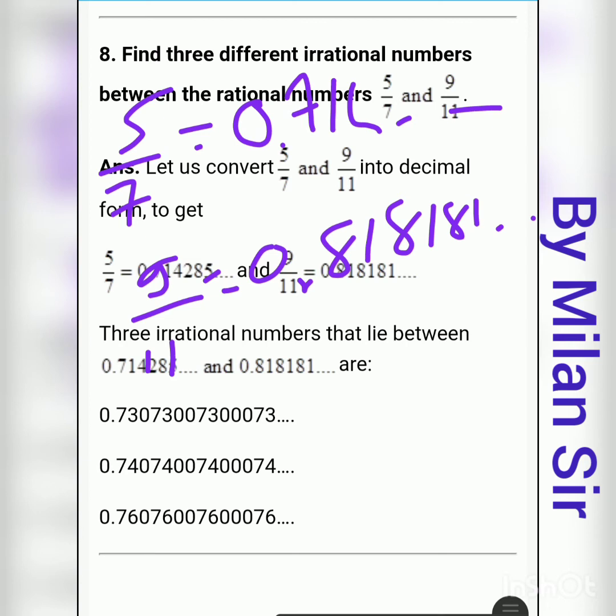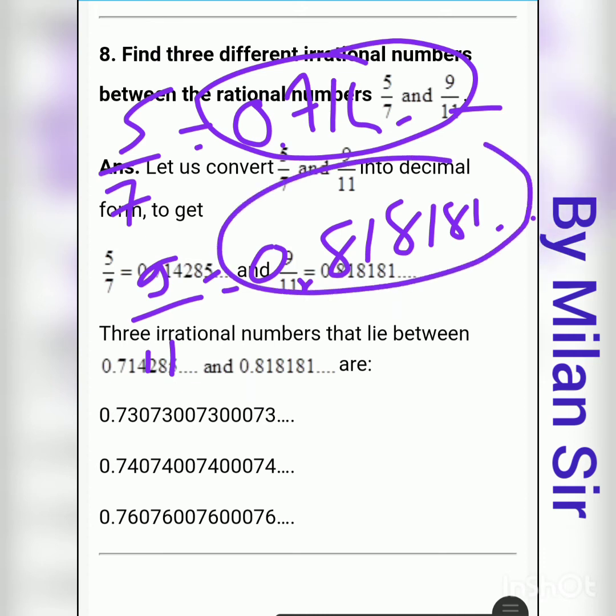Now we need to find 3 irrational numbers in between these 2 numbers. Now here we have 0.714 and here we have 0.818181. If we look at these numbers carefully, here we have 0.71 as the first 2 digits, and here we have 0.81. So in between we can take any 3 irrational numbers. Here in the first case we have 0.71, in the second number we have 0.81. So in between 71 and 81 we can take any 3 irrational numbers.